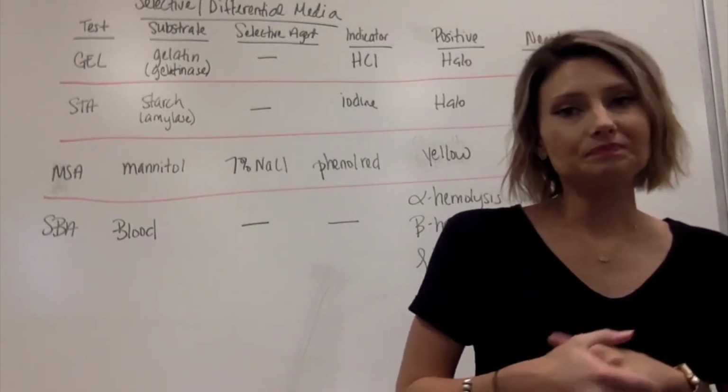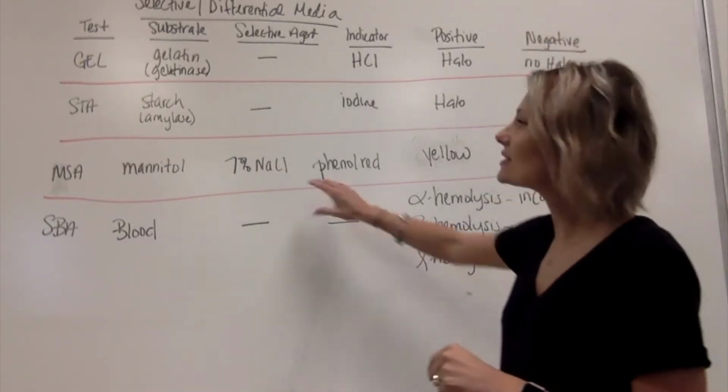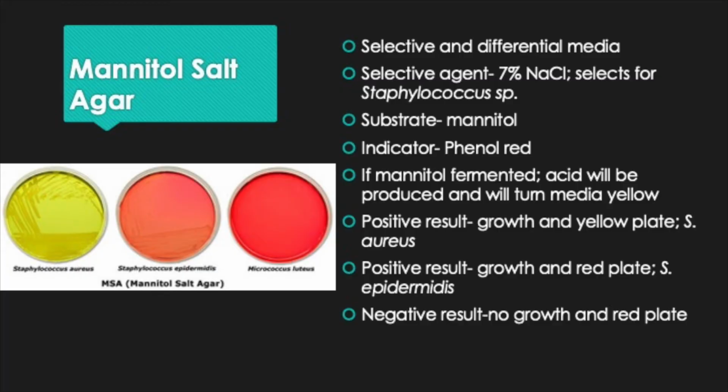Now, the next test is called MSA, mannitol salt agar. Okay, that's what the MSA stands for, mannitol salt agar. This is both a selective and differential media. So of these four, it's going to be the most complicated because it's both selective and differential.